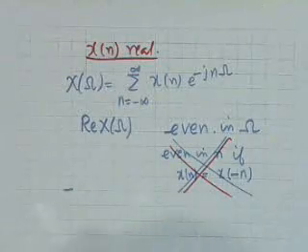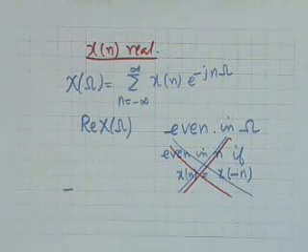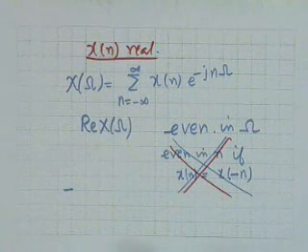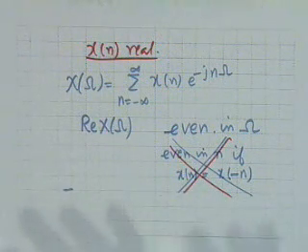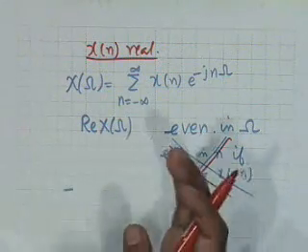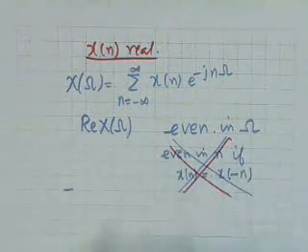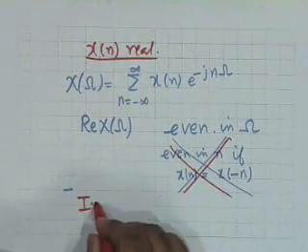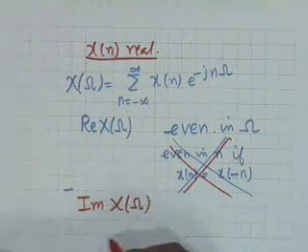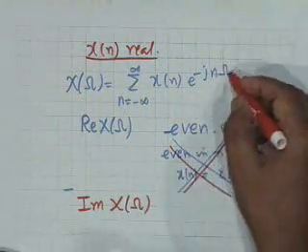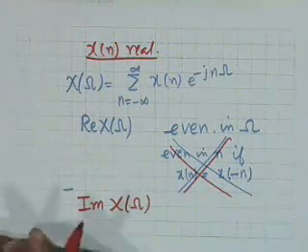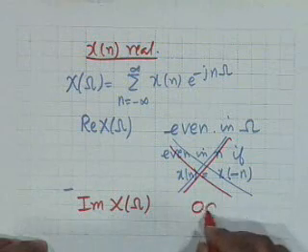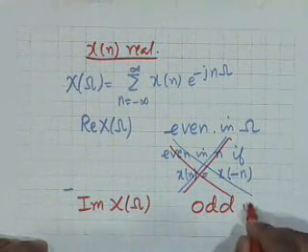Capital X of omega, I warned you, I am putting a trap. Capital X of omega is not a function of n at all. So we cannot talk of capital X of omega being even in n or odd in n. It doesn't make sense. What can you say about the imaginary part of X of omega? In a similar manner, the imaginary part shall contain sine of n omega, which is an odd function of omega, and therefore the imaginary part of X of omega must be odd in omega.